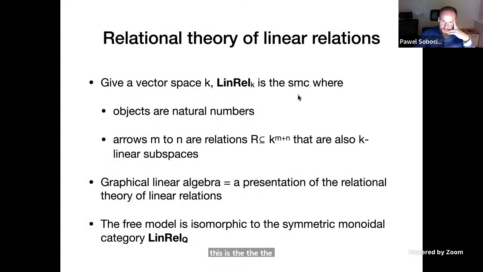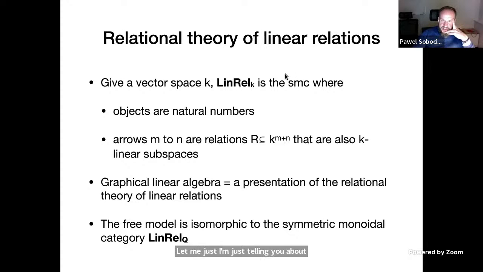Okay, so this is the starting point, and this is kind of like the basic building block of the theory of linear relations. But first, before I tell you what the presentation is, if you haven't seen it already, let me just tell you about the semantic universe, just so that we're on the same page.